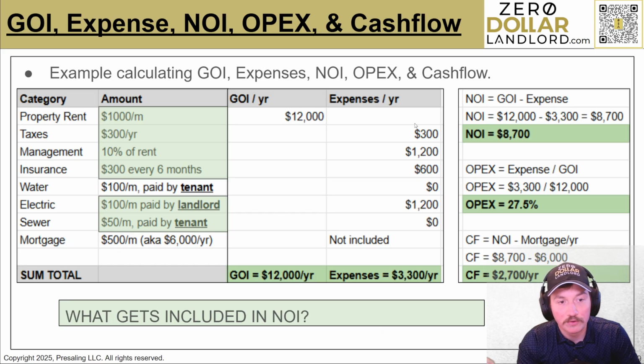OPEX is useful because if it is 70%, then you might know that you're spending too much money on it basically.